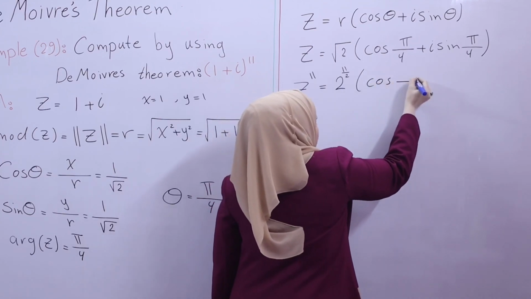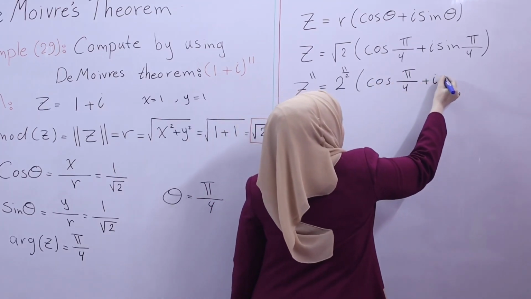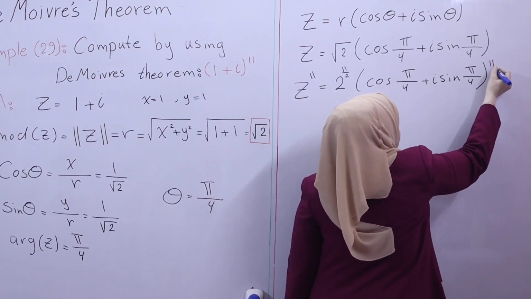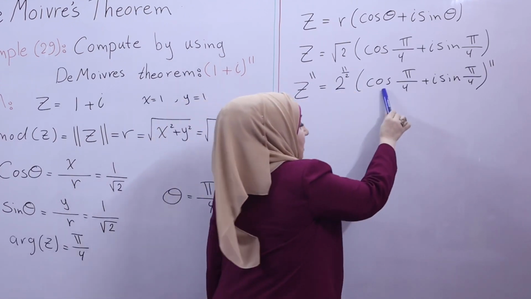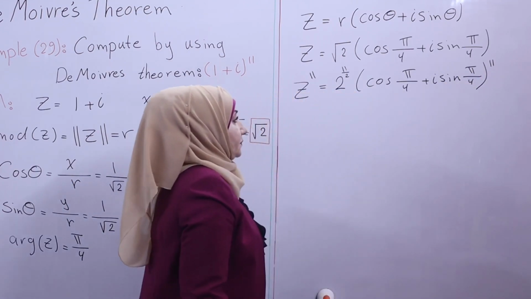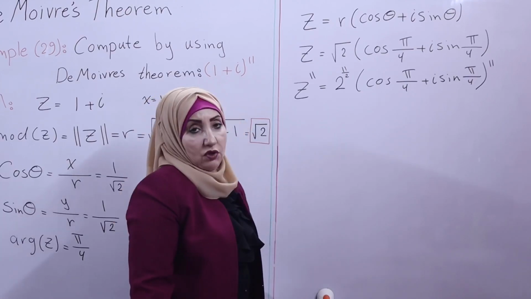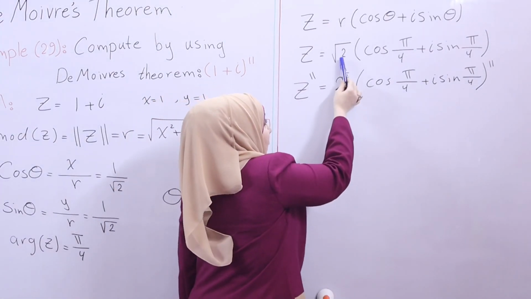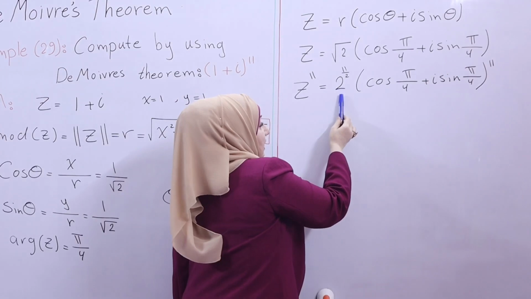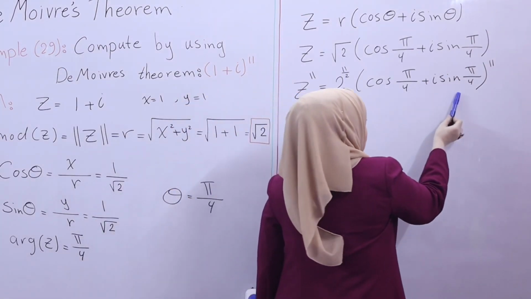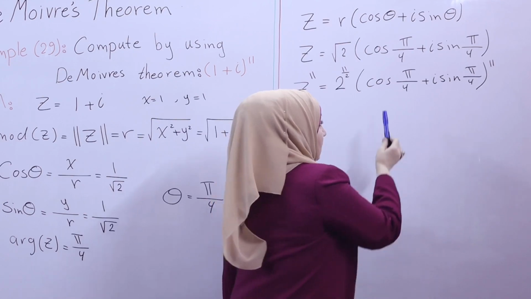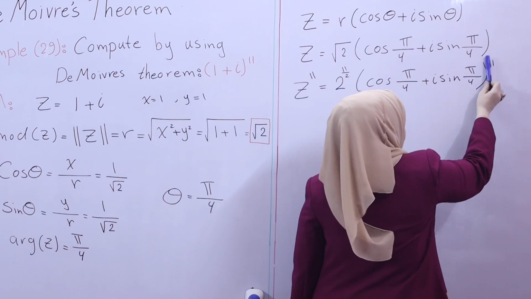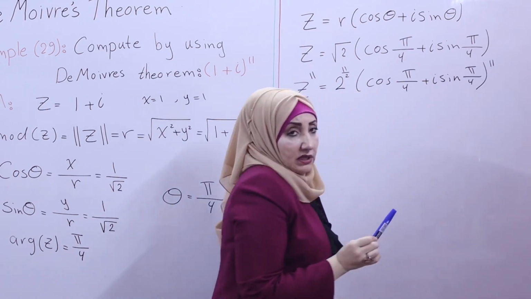Cosine pi on 4 plus I sine pi on 4, all raised to the power 11. كل هذا القوس راح يكون مرفوع للقوة 11. And now we will use DeMoivre's Theorem. هسه هنا راح نستخدم مبرهنة DeMoivre. الآر من رفعتها للقوة 11 هو عدد حقيقي، لكن هنا عندي الصيغة القطبية، باستخدام النسب المثلثية مرفوع للقوة 11، إذا حتى أوزعه باستخدام مبرهنة DeMoivre.